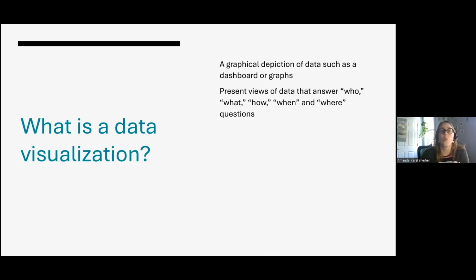When we start talking about data viz, what are we talking about? Simply put, a data visualization is a graphical depiction of data, such as a dashboard or a graph in a report. In reality, data visualizations present views of data that are designed to answer who, what, where, how, when, and why questions, such as what are our ILL costs and profits by month? Or what services are most in demand for faculty, clinics, journals, and students, and when are these student services most utilized over the course of the year?